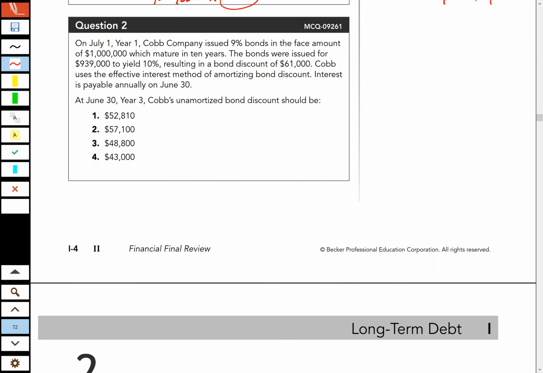I'm giving you a little time with this one. This is one of those where you've got to go through a couple of iterations with this one. So I'm going to give you a little time here.